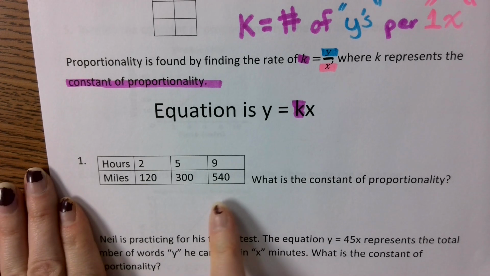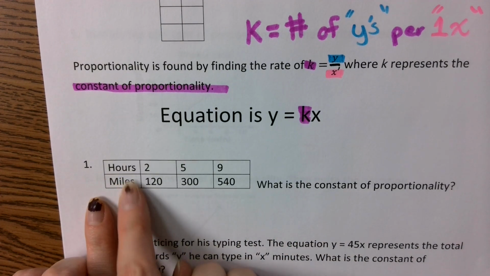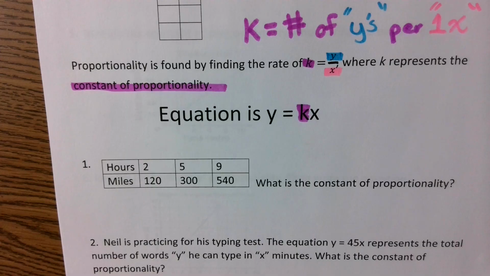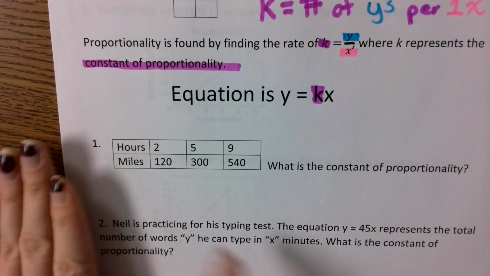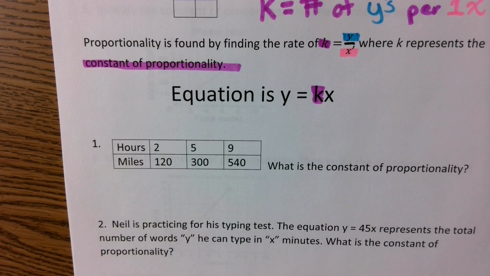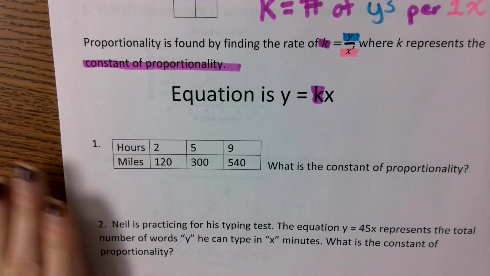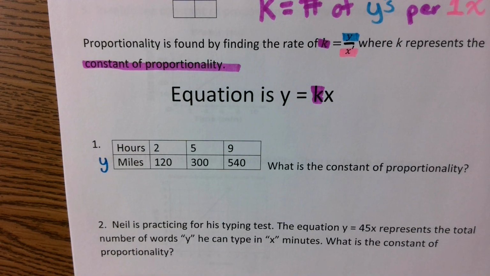Okay, so we want to find the constant of proportionality. So which one of these values, hours or miles, is going to be our y? And if you need help, look at your tables. How do we typically set up our tables? Which one of these is going to be our y value? Miles. Very good. So right next to miles, I'm going to write a y. That means right next to hours, I'm going to write an x. So my x values are hours.